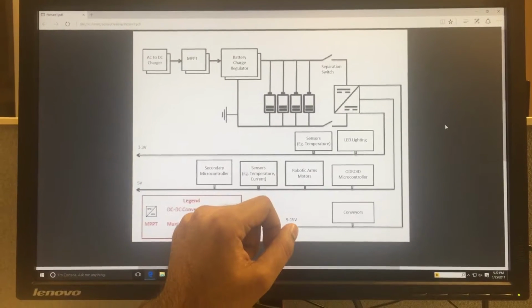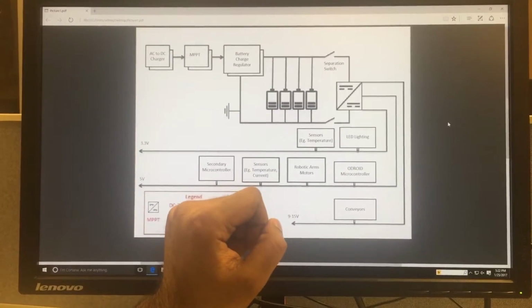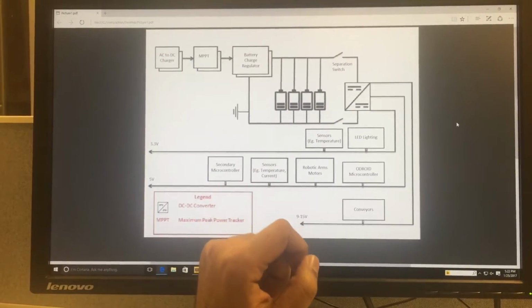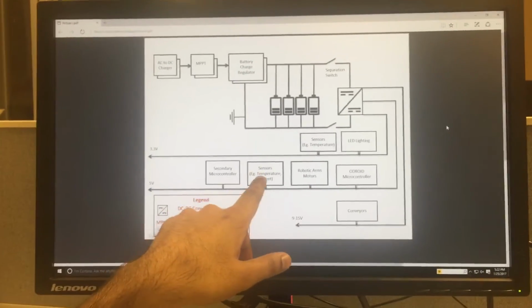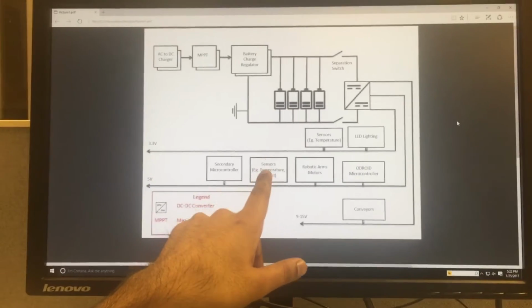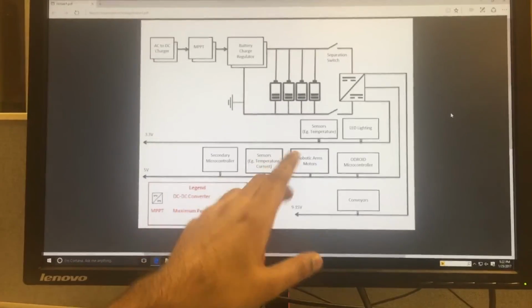Apart from that, we'll be conducting another test where we'll be measuring how the sensors are operating and whether they are getting the proper voltages or not.